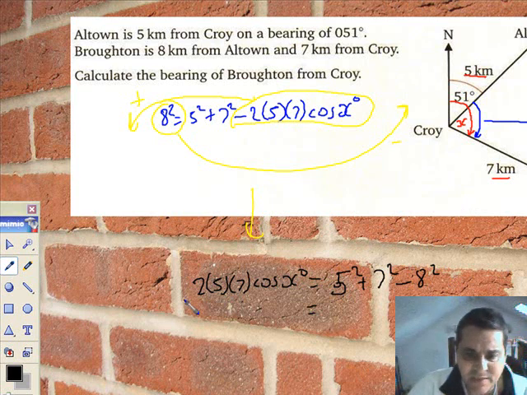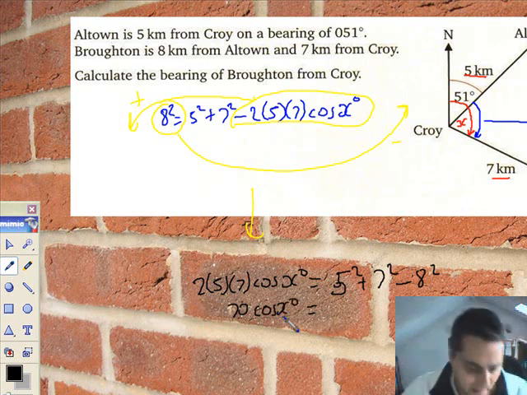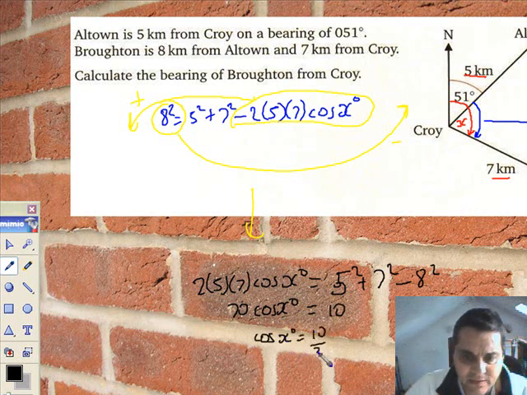Let's work out the bits and pieces. So I've got 10, so I've got 70 times the cosine of our angle is going to be, let's just work out the right hand side. 25 plus 49, take away 8 squared, which is 64. I've got 10. So the cosine of angle X is going to be 10 over 70.